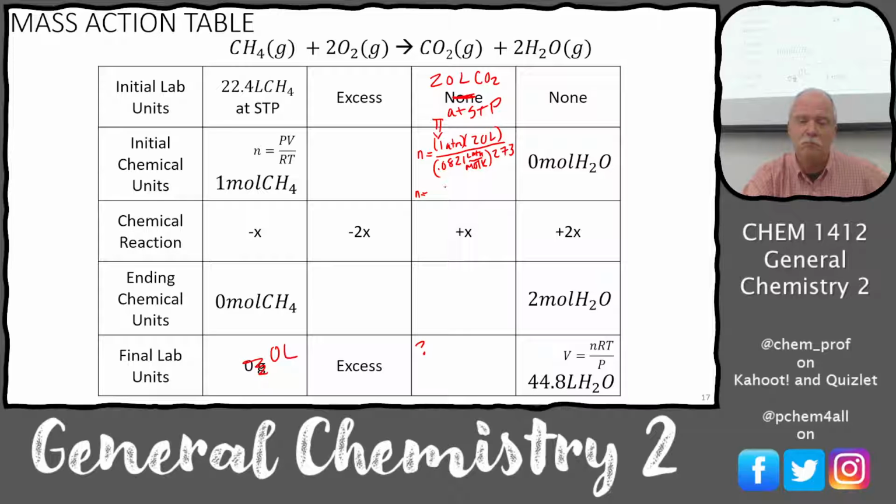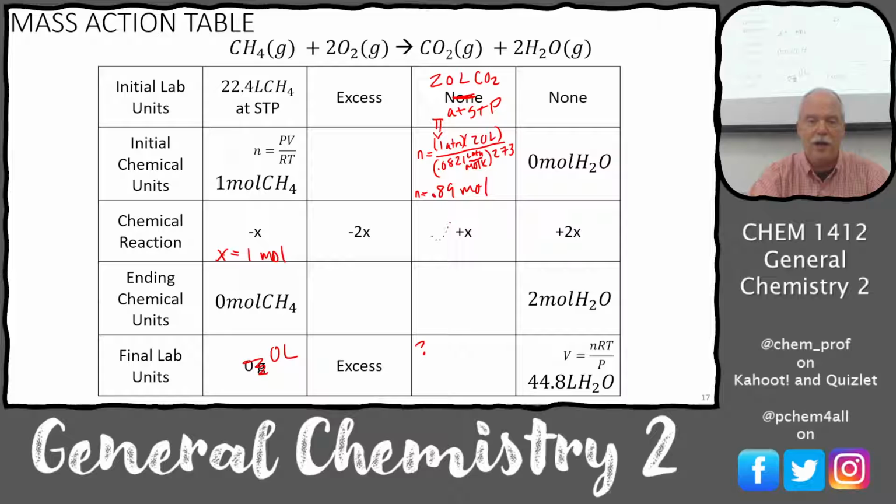0.89. Okay, that's cool. Yeah, so we'll say 0.89. How about that? So I have 0.89 moles. And when I went from 1 minus x equals 0, x here is equal to 1 mole. Okay? And since x is equal to 1 mole, it's equal to 1 mole over here.